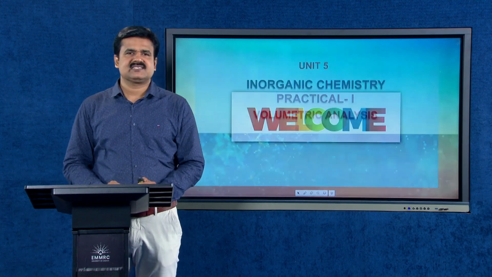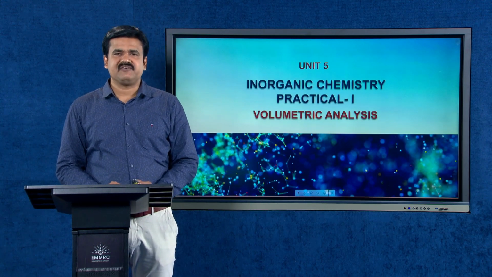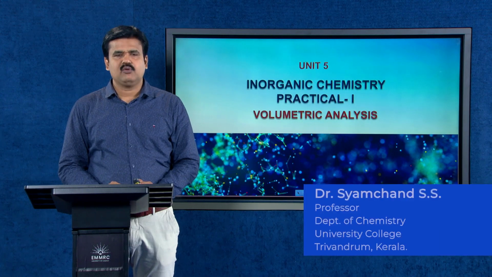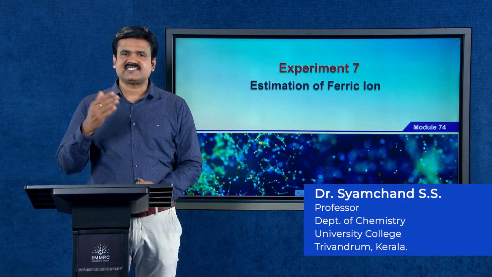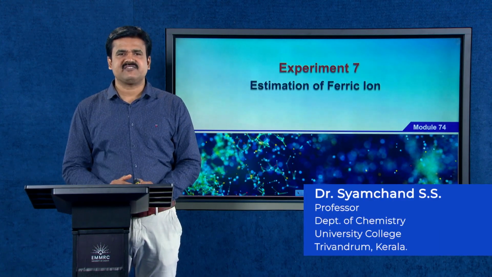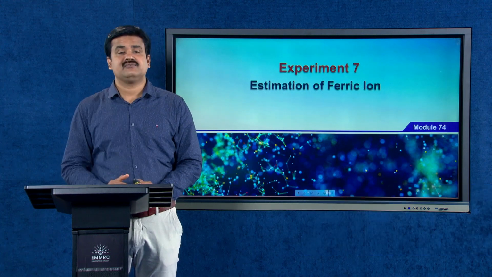Welcome dear learners. We are continuing Unit 5 Inorganic Chemistry Practical 1 Volumetric Analysis. In the present module we are discussing experiment 7, that is estimation of ferric ion.